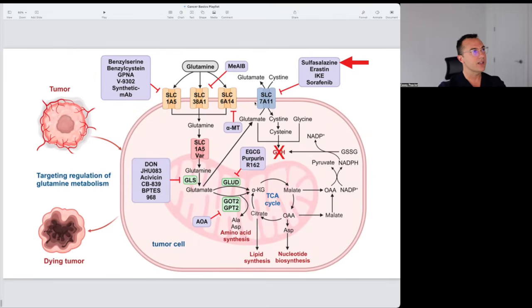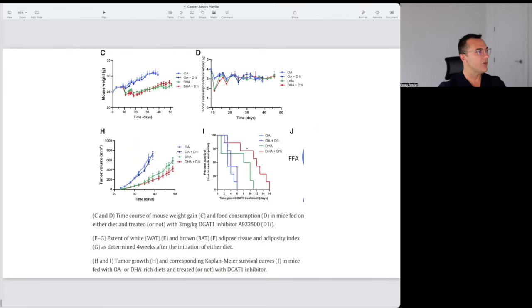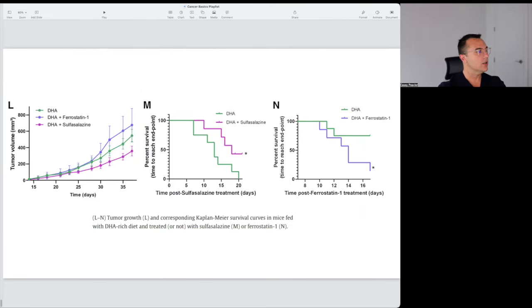It directly inhibits this SLC7A11, also known as xCT, and also known, in some publications, as the Achilles heel of the tumor. So, pretty cool that they actually looked at not only DHA versus other fatty acids, but they actually added the metabolic inhibitor sulfasalazine to this experiment to see what actually happens.